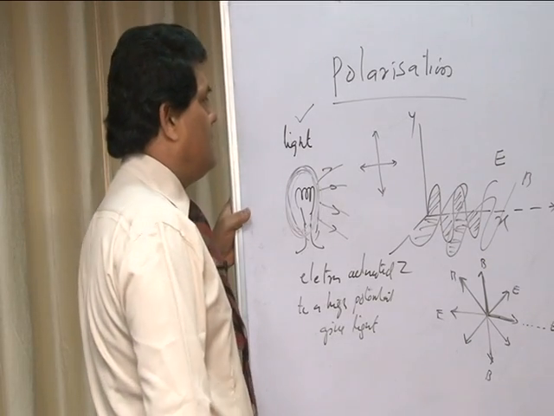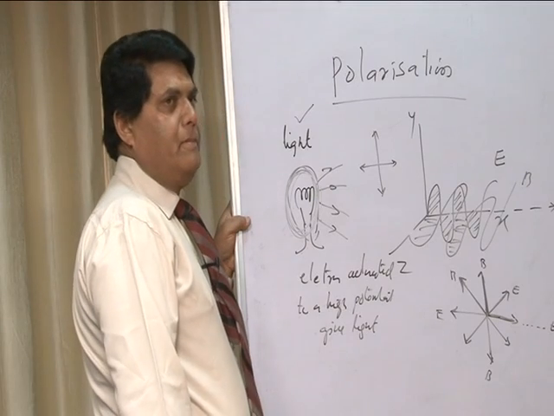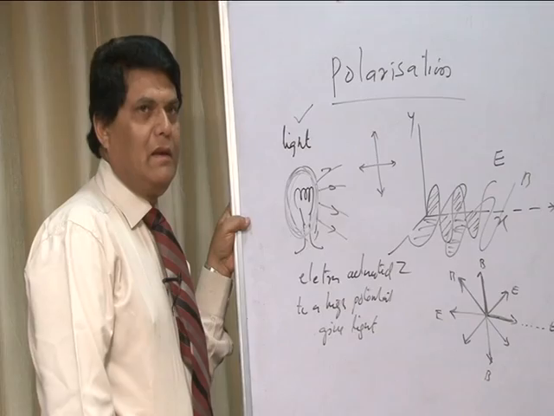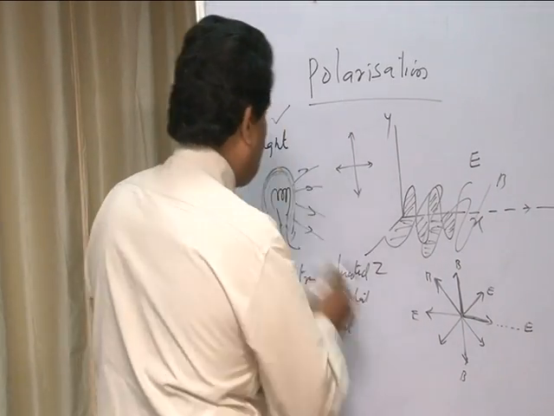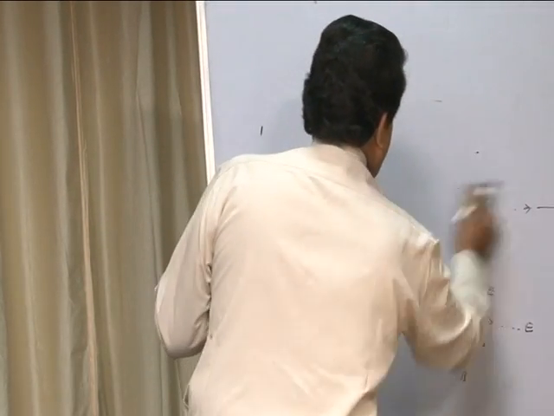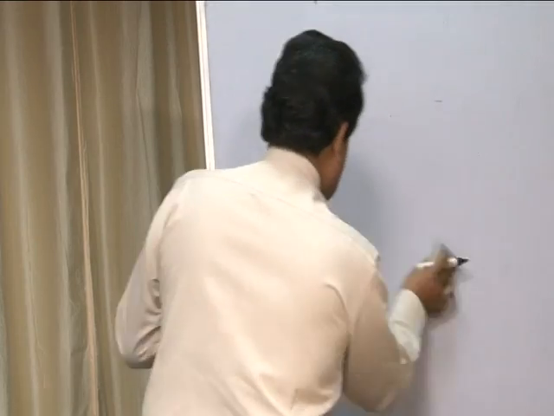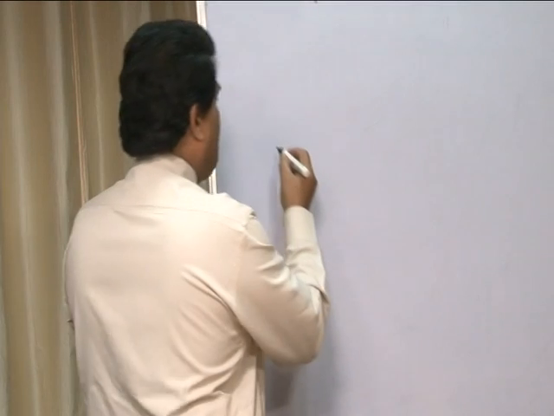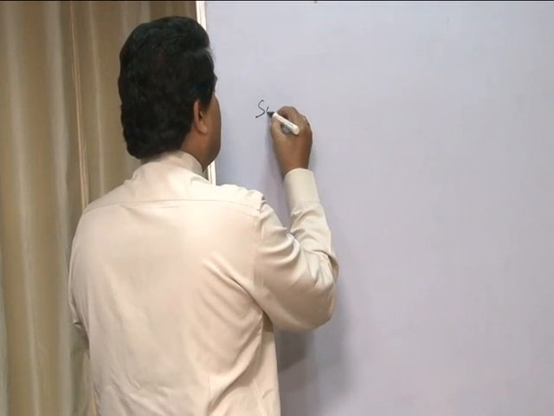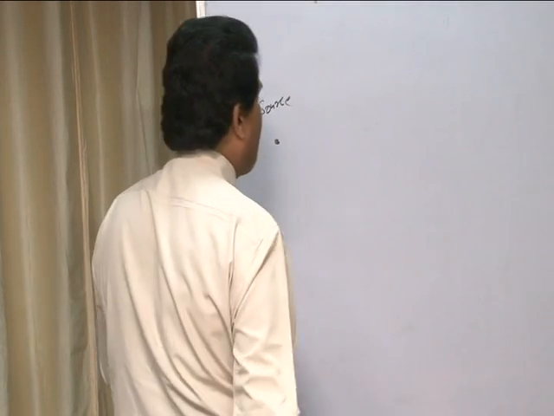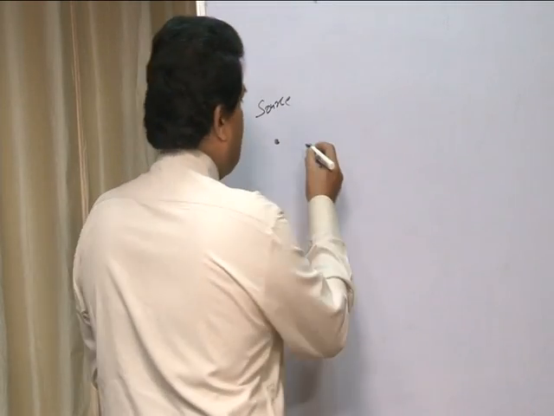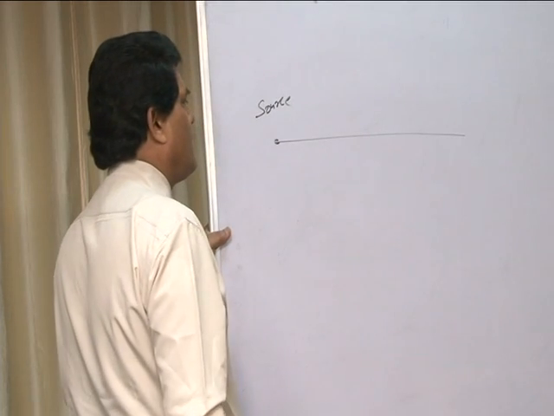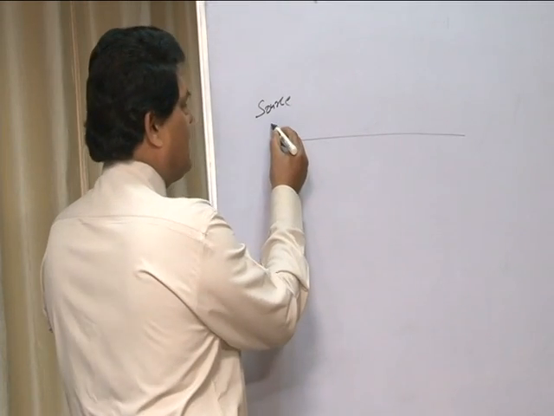Now suppose we wanted to allow the vibration of a particle in a particular plane, then what do we get? So that is, let us imagine we have a source of light. This is a source of light. Then imagine this is an imaginary axis. This source of light I will represent like this.